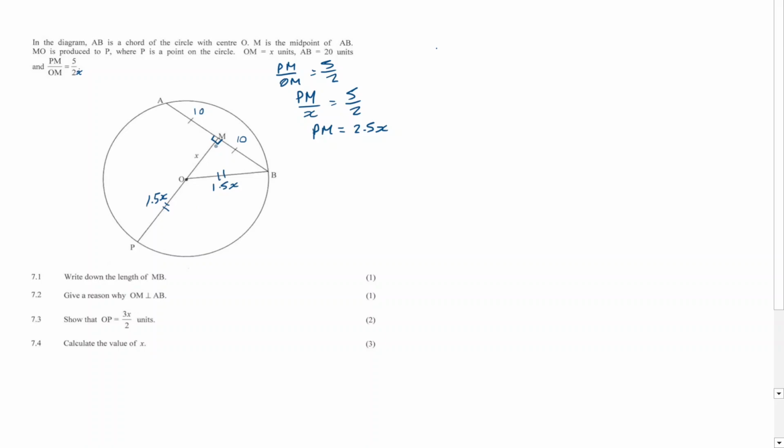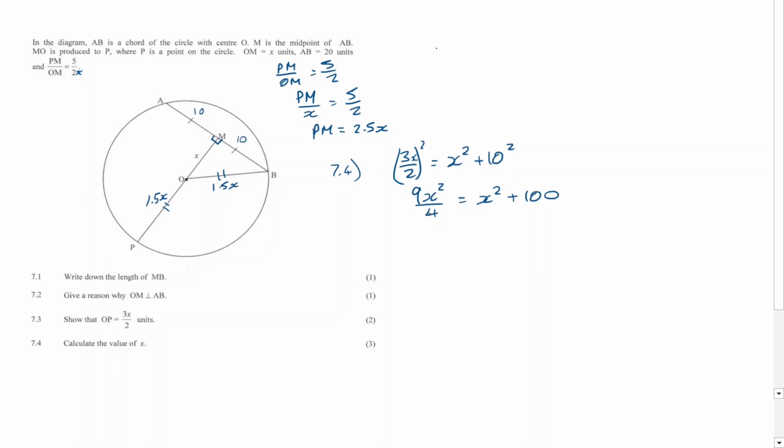And so what we're going to do is, I see a 90 and I see I've got 3 sides, so I'm going to go Pythagoras. So Pythagoras would look something like this in this case. The hypotenuse squared, I'm just going to go back to calling it 3x over 2. The hypotenuse squared is equal to the one side squared plus the other side squared. That then gives you 9x squared over 4.